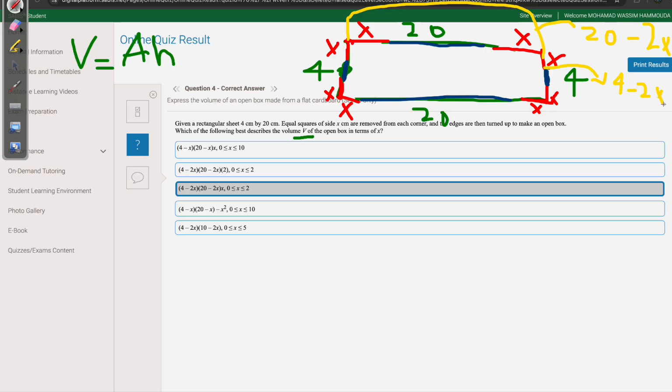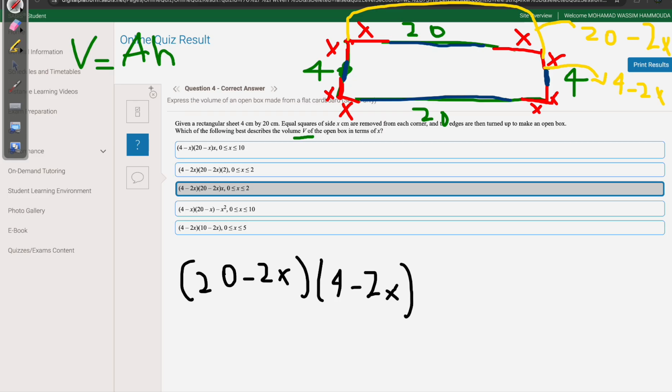The area of the base is a rectangle. So if the shape of the base is a rectangle, the area of the base is length times width. So 20 minus 2x times 4 minus 2x times the height, which is, as we said, always x in these types of questions, is equal to the volume.